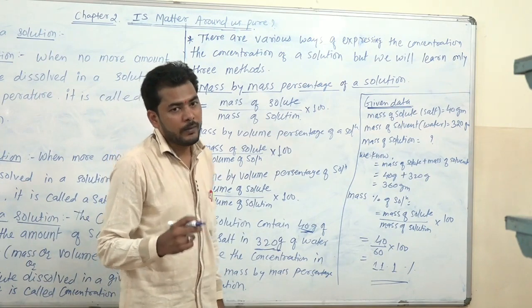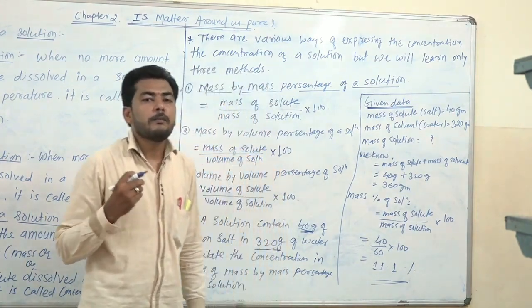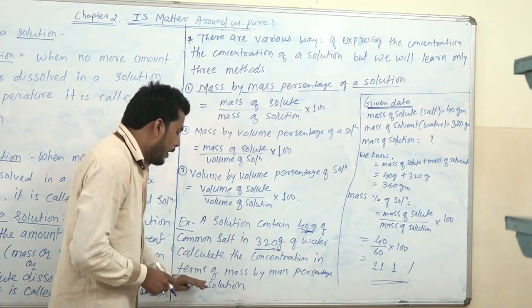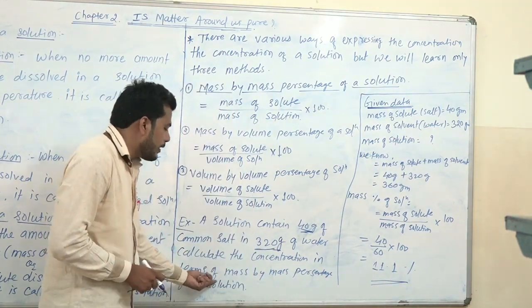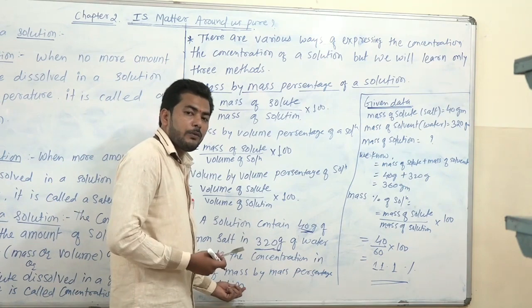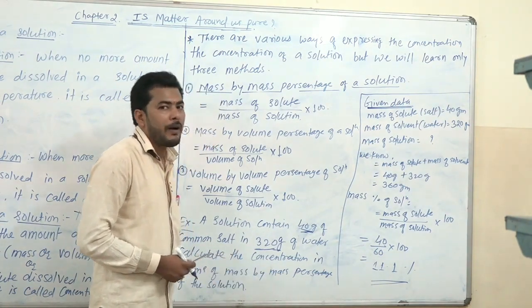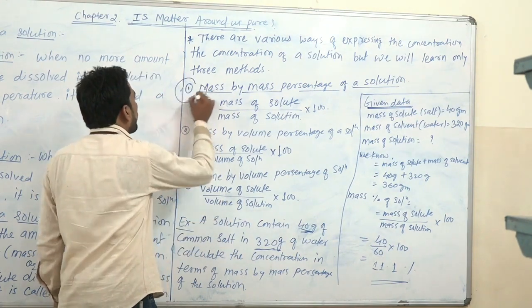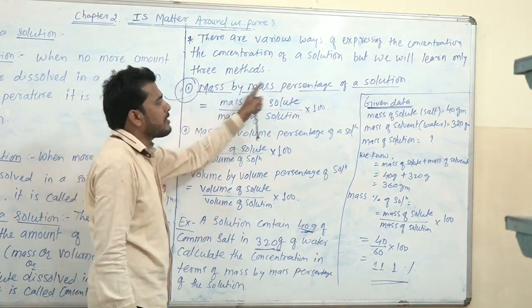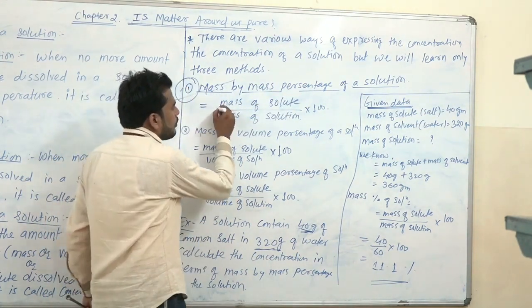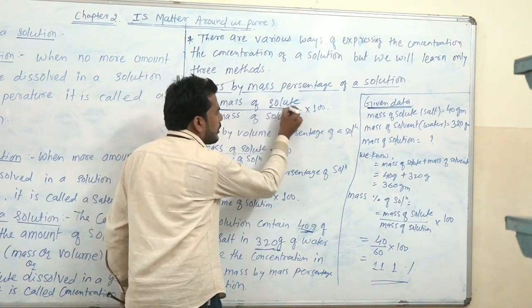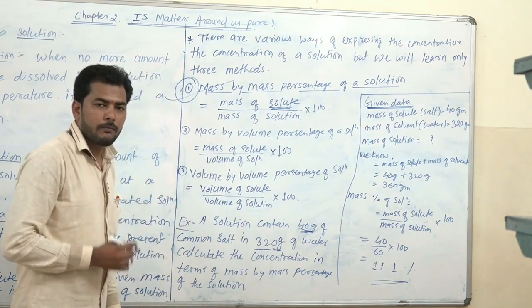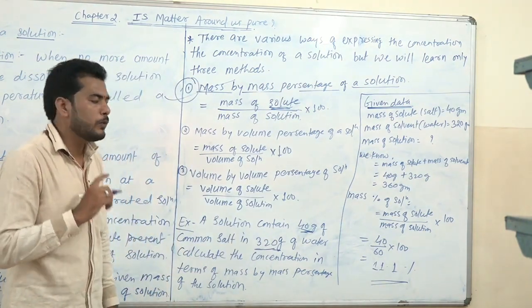Now we have to calculate the mass percentage of the solution. We have the formula already mentioned. In which method do we have to calculate mass by mass? So which formula do we have to apply? We have to apply this formula, mass by mass percentage of a solution. So we need mass of solute and mass of solution.